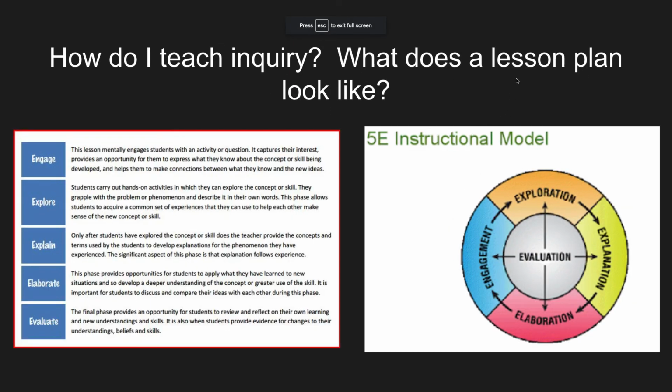Okay, so how do I teach inquiry? What does a lesson plan look like if I'm teaching inquiry? So typically in science, we use something that's called the 5E lesson plan: engage, explore, explain, elaborate, and evaluate. The reason I like this circular one over here is that I like to think about the evaluation all throughout the process.